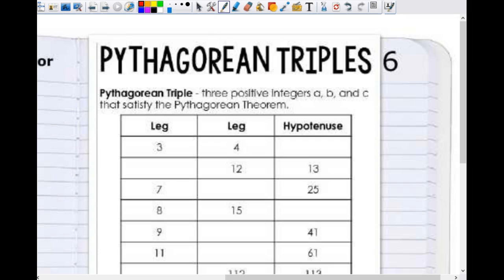All right, a Pythagorean triple or triplets, they're called the same thing. A Pythagorean triple are three positive integers, a, b, and c, that satisfy the Pythagorean theorem. So we have a squared plus b squared is equal to c squared. Basically, these are whole numbers that have no decimals, that form right triangles. So we have this chart with a bunch of blanks. How do you think we figure out what this blank is?